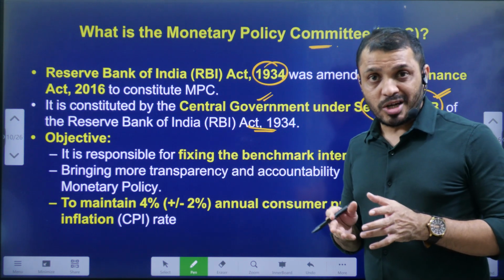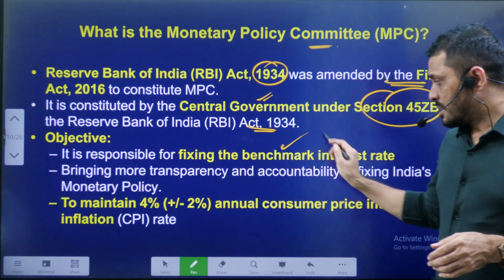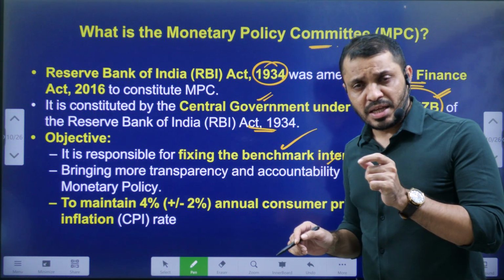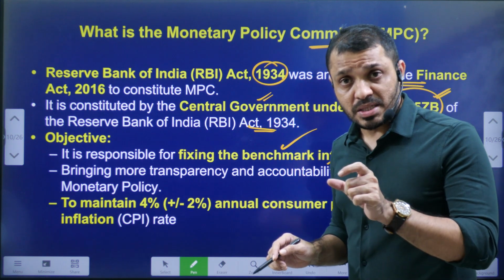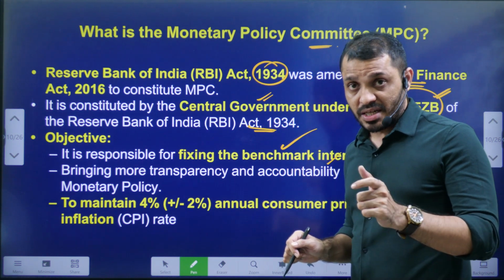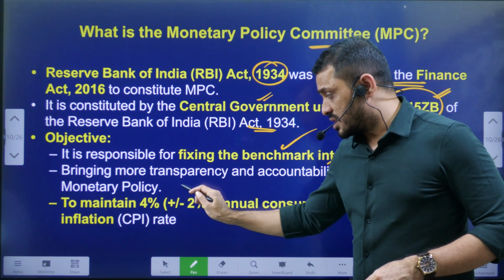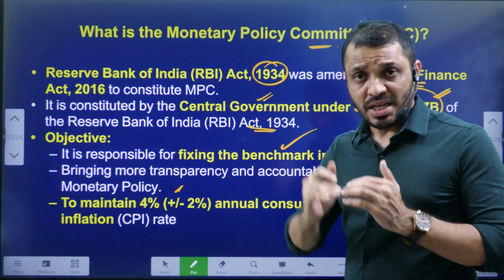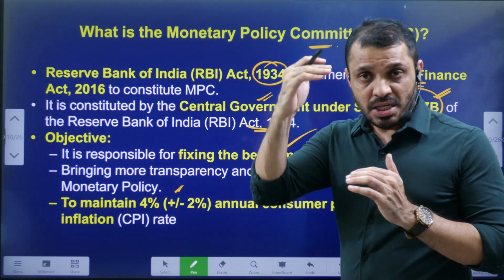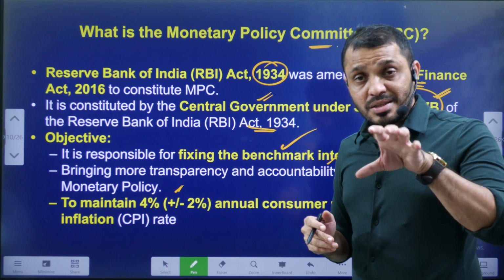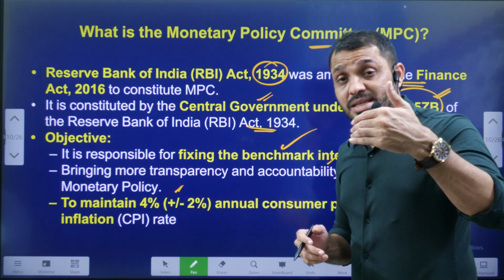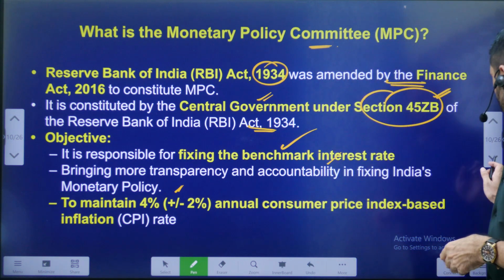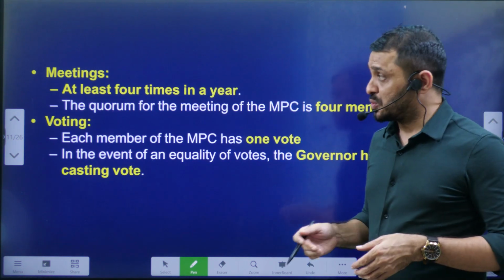What is the main objective of the Monetary Policy Committee? It will fix the benchmark interest rates so that it will control inflation. Normally there is a mandate to the MPC to control the interest rate. The mandate is that inflation should be in the range of 4% plus or minus 2%. That means obviously 2% to 6%. This is the window in which the Monetary Policy Committee will maneuver the rate of interest. 4% plus or minus 2.